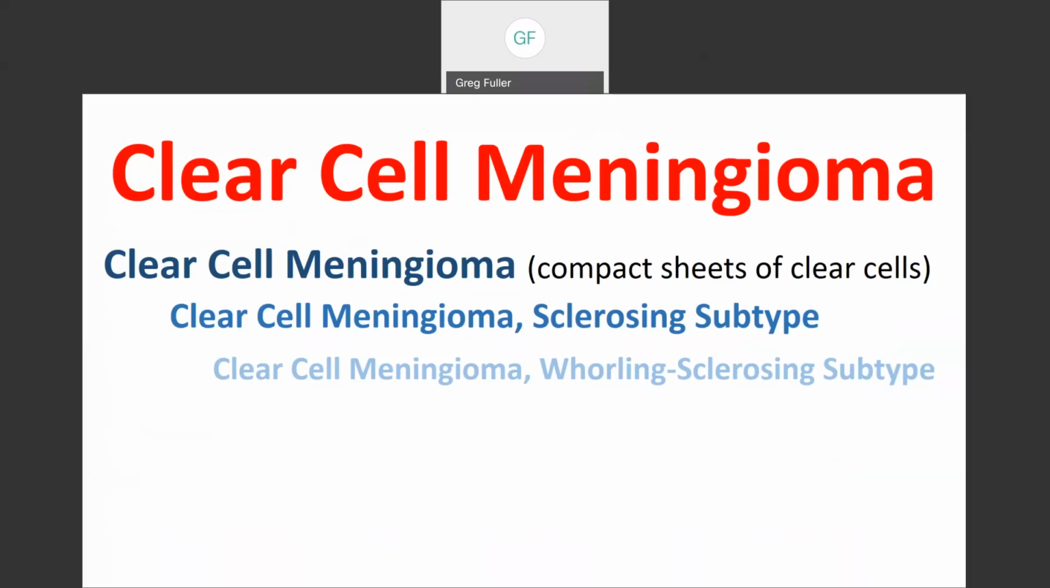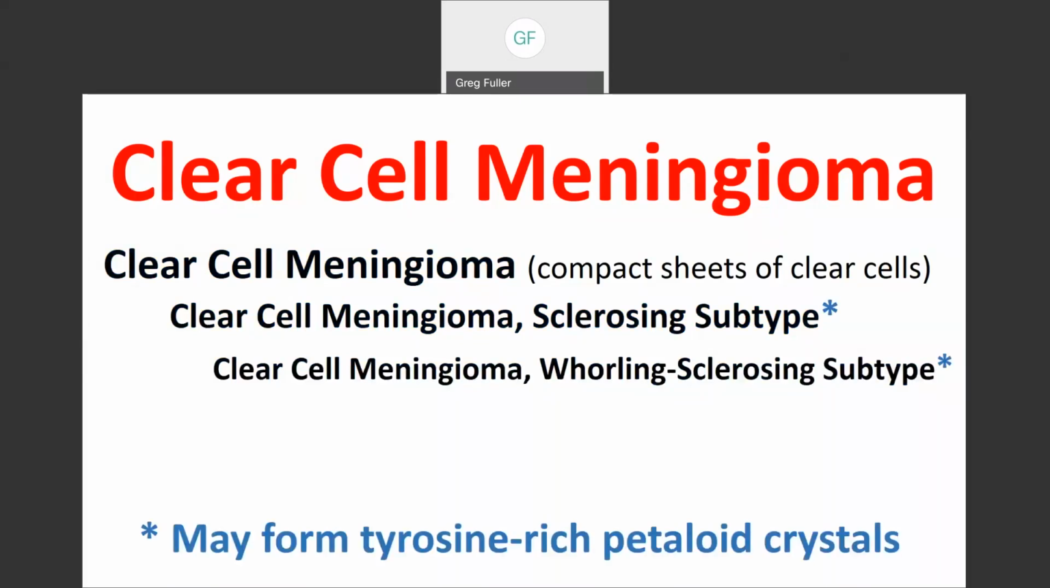Subtype, clear cell meningioma sclerosing, develops collagen balls, whorls. Subset of sclerosing, these little collagen balls get really big and the whirling is maintained, and they predominate, they outnumber, they out-volume the compartment occupied by the meningioma cells, and that can be referred to as whirling sclerosing subtype. But all of these are clear cell meningioma. We can add an asterisk to the sclerosing and whirling sclerosing, not to the traditional type so much. May form tyrosine-rich petalloid crystals. That's another flavor variant. Now you know about that.